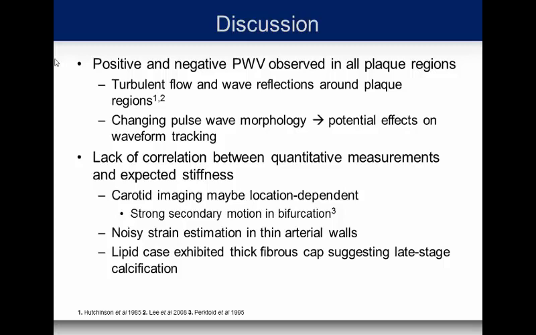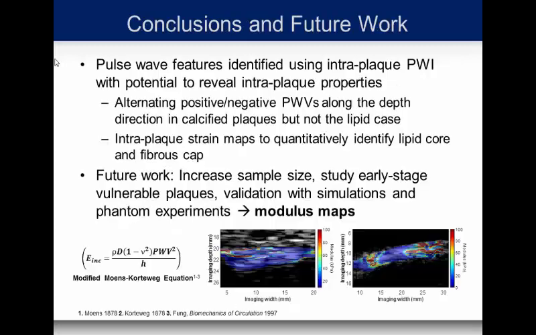Also, strain estimation in the carotid wall can be very noisy because we're imaging a very thin structure. And finally, our lipid case, which exhibited the highest PWV, also had a very thick fibrous cap, suggesting that this is actually a late-stage plaque that was also very stiff. So there are a lot of factors involved that may be able to explain the results.